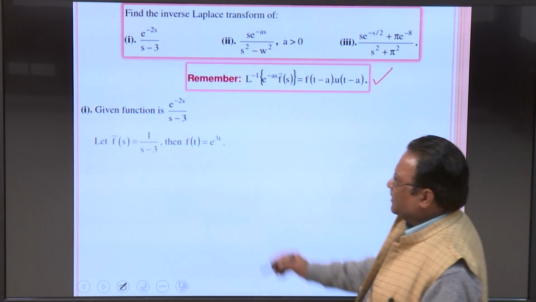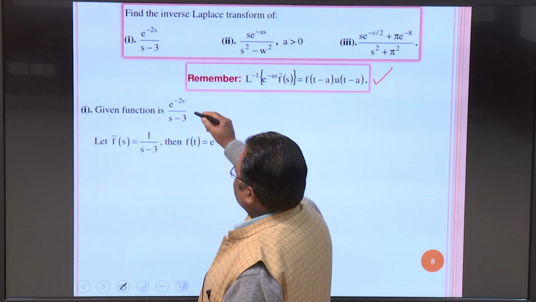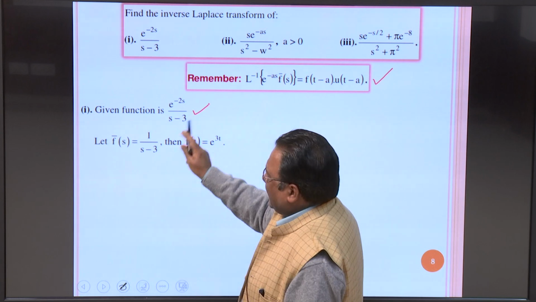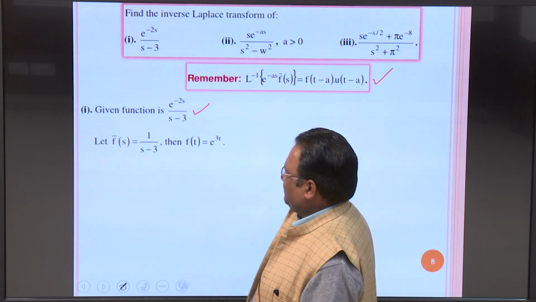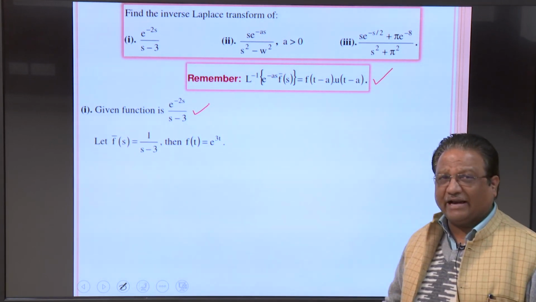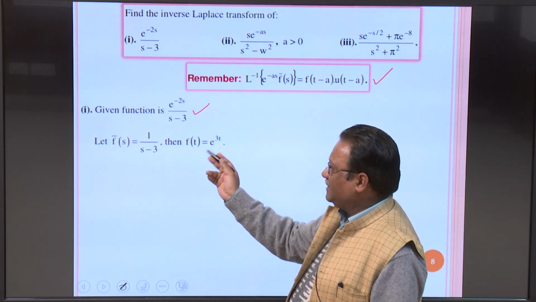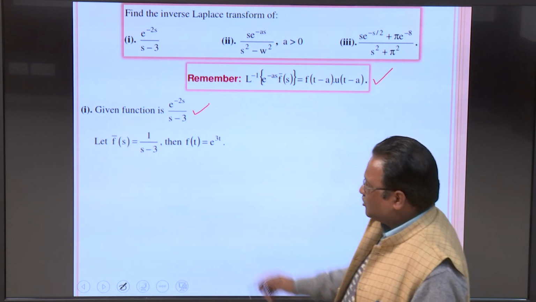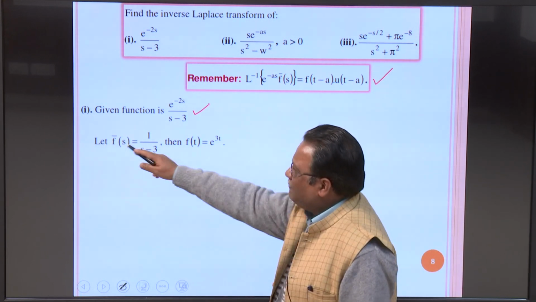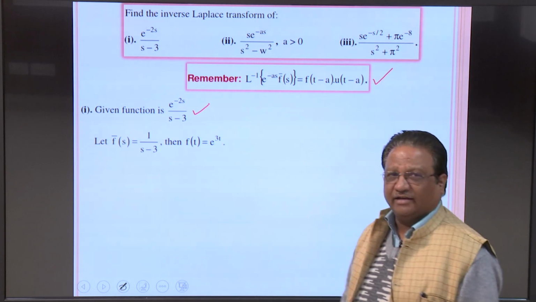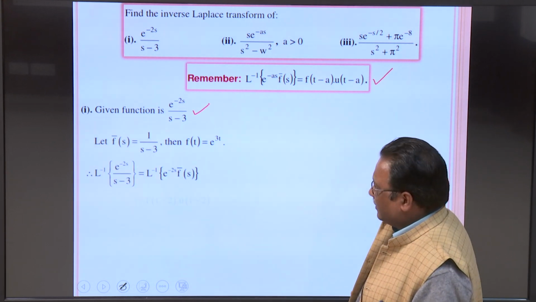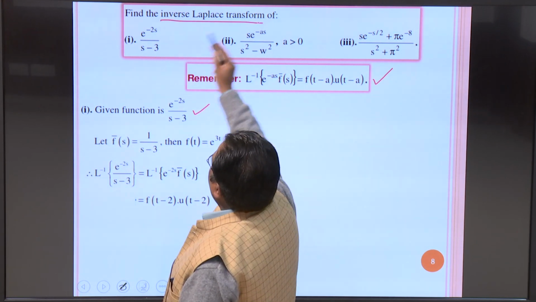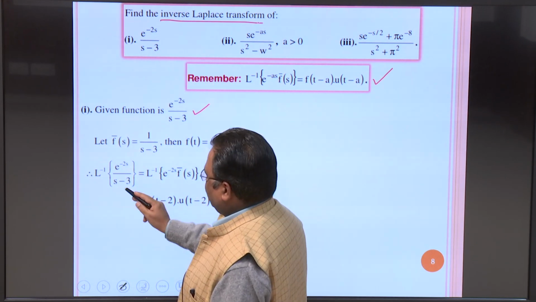Okay. Now the given function is e raised to power minus 2s over s minus 3. So in this problem, what is f bar s? F bar s is 1 over s minus 3. And when we know f bar s, then you can calculate f t. F t is e raised to power 3t. Okay? So when f t is equal to e raised to power 3t, then f bar s is 1 over s minus 3. Vice versa, you can verify. Okay? Now calculate this inverse Laplace transform: L inverse of e raised to power minus 2s divided by s minus 3.